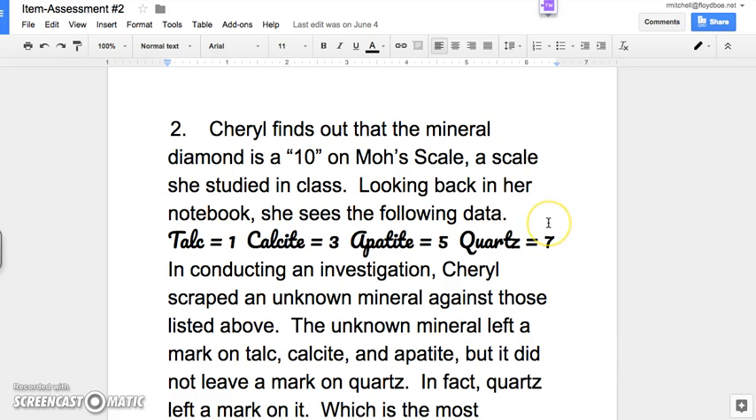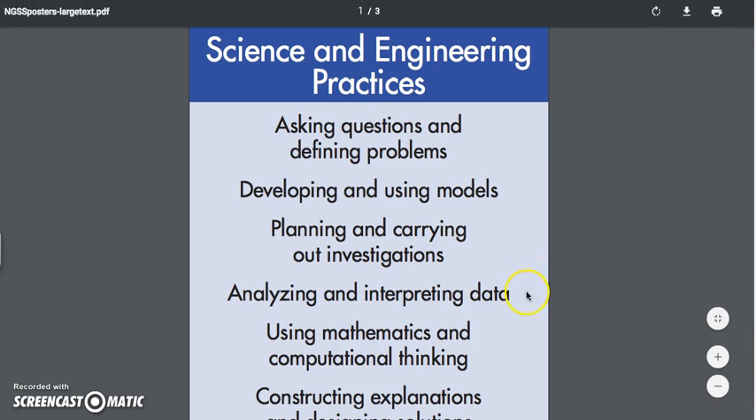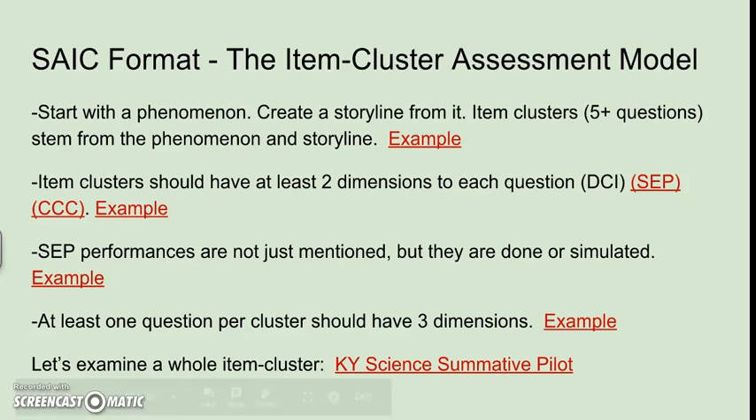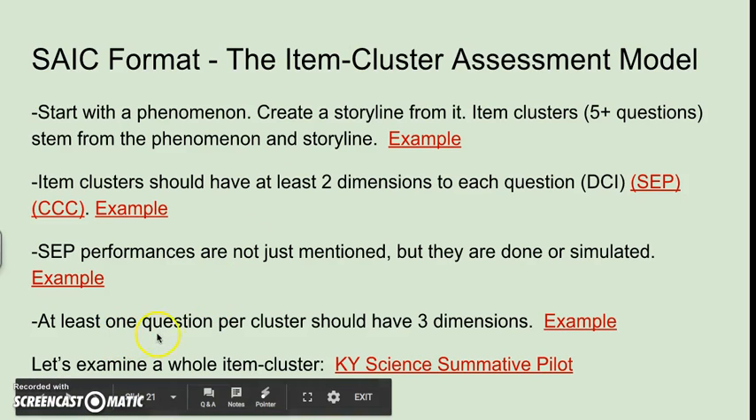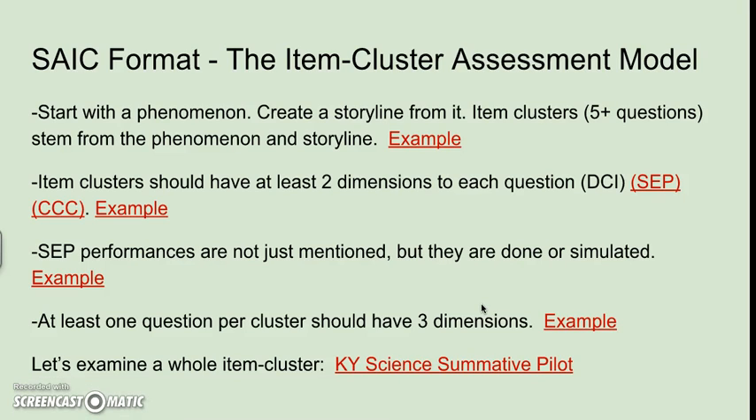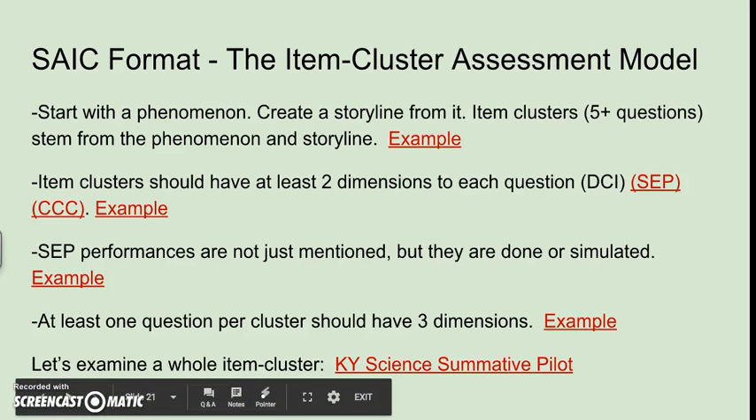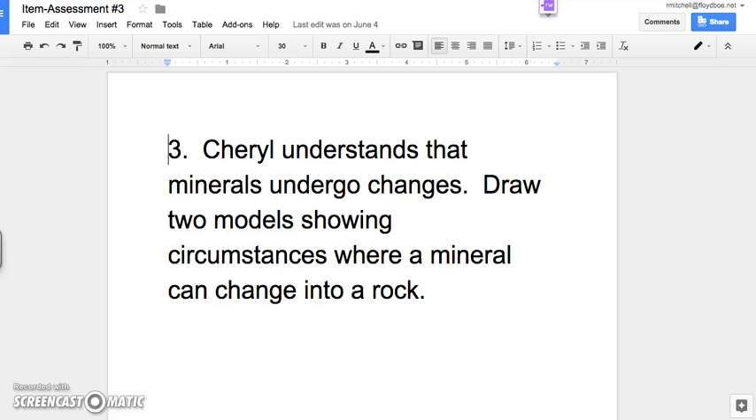So in this case, it is 2-dimensional, of course, because not only do you have content for one dimension, you have this science and engineering practice, analyzing and interpreting data. Does that help? I did mention that at least one question per cluster should have at least 3 dimensions. That would be science and engineering practices, cross-cutting concepts, and the core ideas. Core ideas are easy, but let's see how we might fit the others in there.